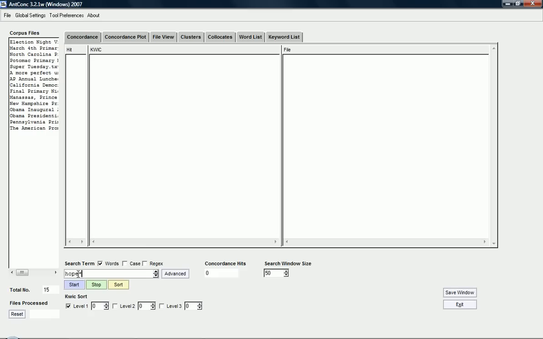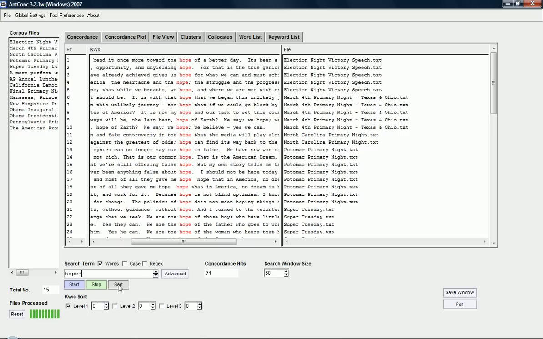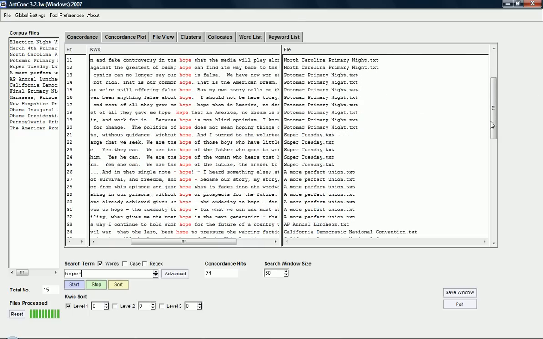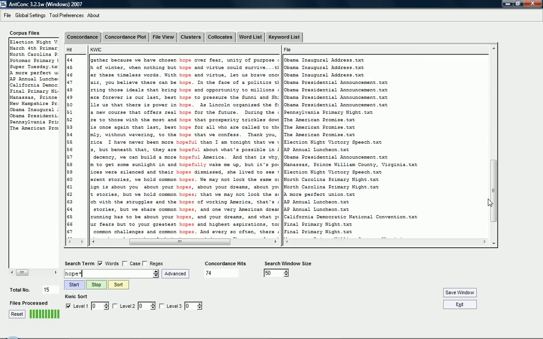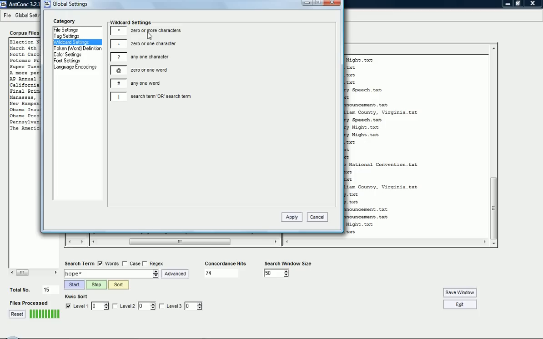If I try to find the concordances for hope with the star, and I'm going to sort this according to the word, what you can see is that it gives us the instances for hope, and then also instances for hopeful, hopefully, and hopes. Because the star, remember, stands for zero or more characters. So basically words starting with hope.